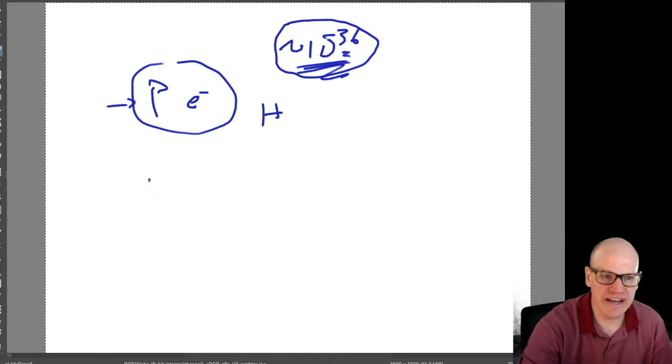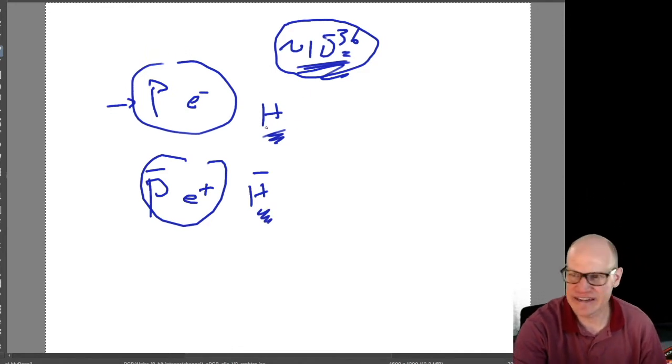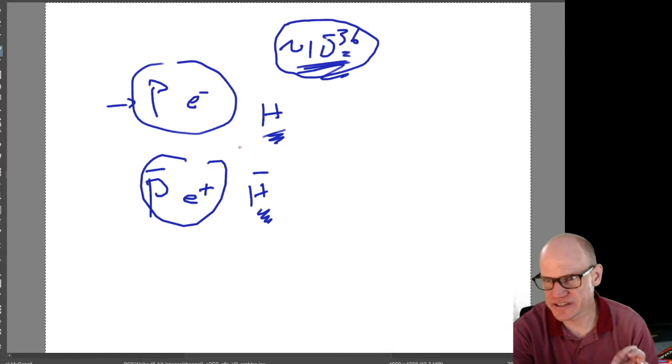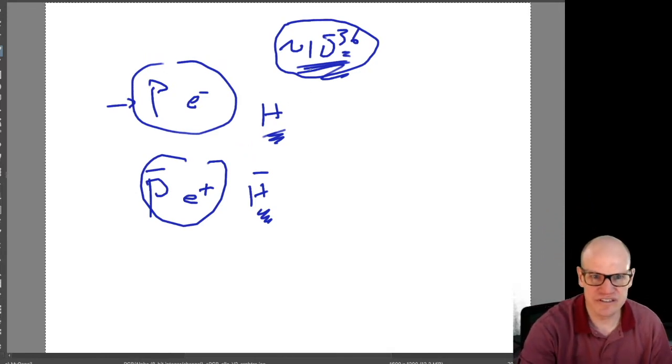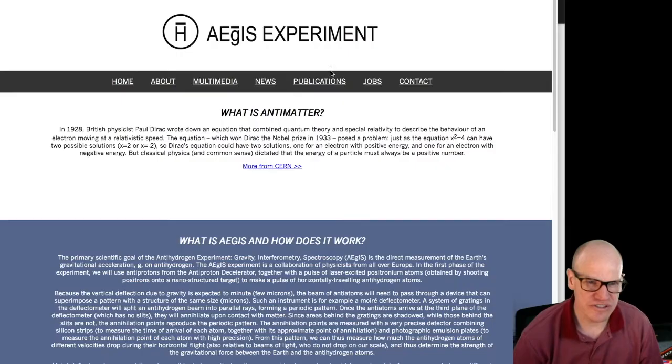And so if you want to do antihydrogen, which would be P bar E plus, if you want to compare the gravitational effects on these two things, then it needs to be hydrogen and antihydrogen, not just protons and antiprotons. Because if it's just protons and antiprotons, you have to eliminate this systematic effect, which is non-trivial. Okay, so that is what they're doing here.